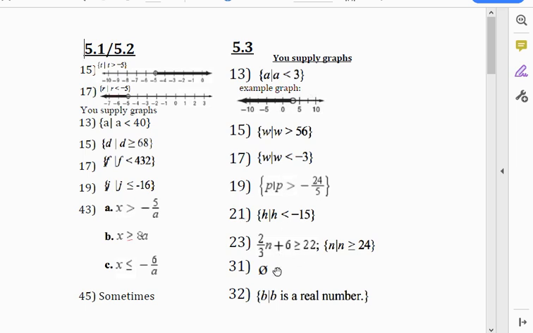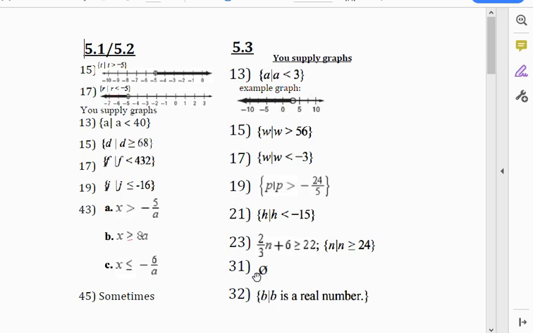23 needed to first translate to the inequality. It was 2/3 times n plus 6 is greater than or equal to 22. To solve, you would subtract 6 and then divide by 2/3 or multiply by 3/2. Those are the same process. You end up with a final statement that n needs to be greater than or equal to 24.